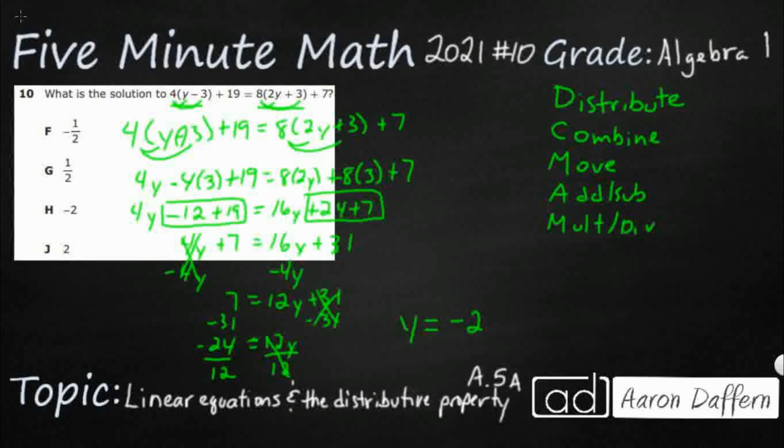And if we wanted to, we could go ahead and just plug this in right here. Always double check your work if you've got time on the STAAR test. If you plug it back in there, you would get a true statement. When this left side equals this right side, that's when you know you've double checked your work and you have a true statement. So our answer here is H, negative 2.